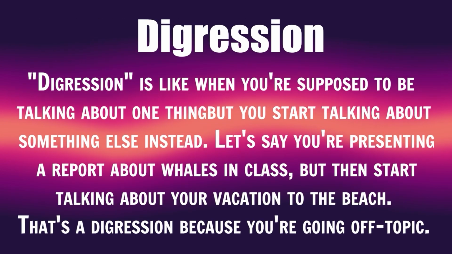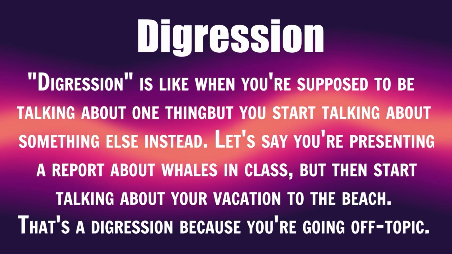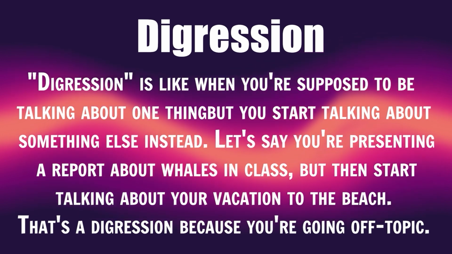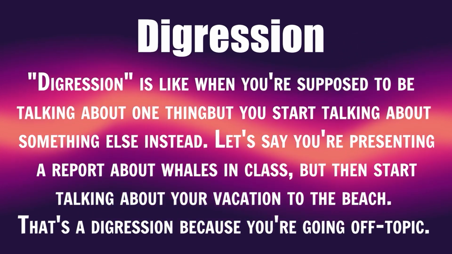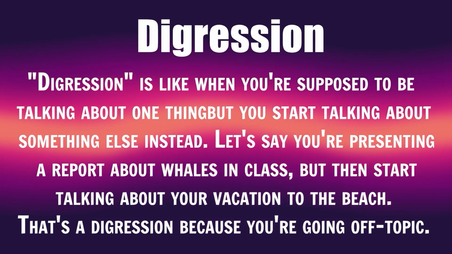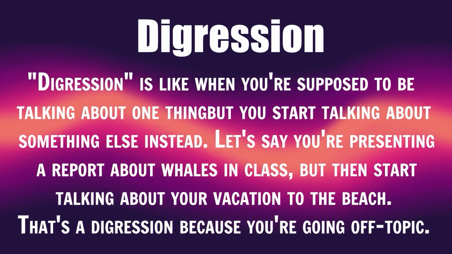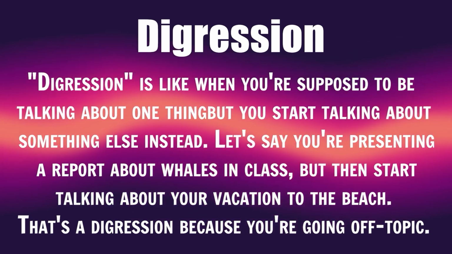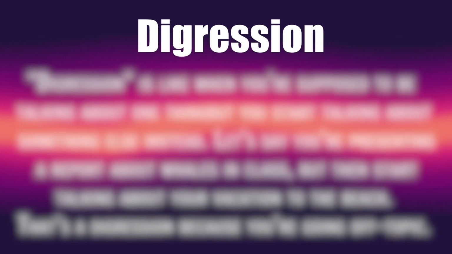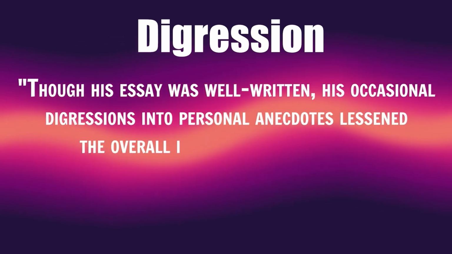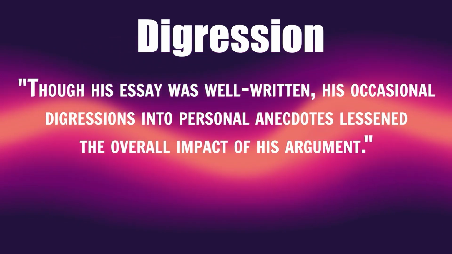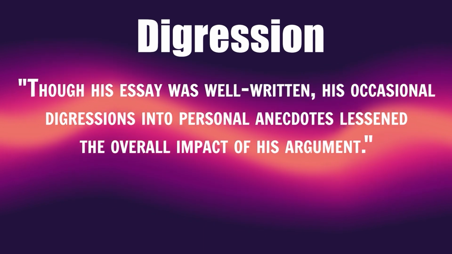Digression. Digression is like when you're supposed to be talking about one thing but you start talking about something else instead. Let's say you're presenting a report about whales in class, but then start talking about your vacation to the beach. That's a digression because you're going off topic. Here's an example sentence. Though his essay was well written, his occasional digressions into personal anecdotes lessened the overall impact of his argument.